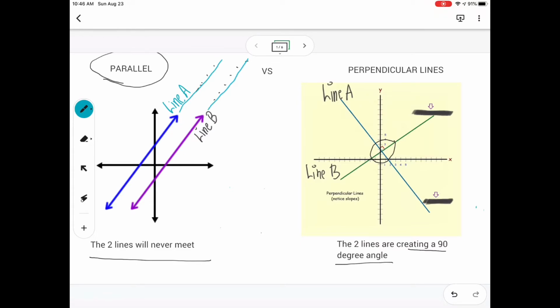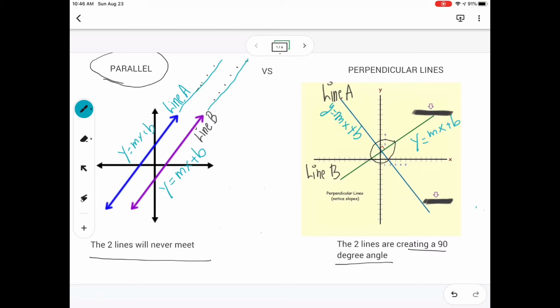Note that each line will have its own equation in the form of y equals mx plus b, right? Because they're straight lines. What about perpendicular lines? To be called perpendicular, when they meet, they need to create a 90-degree angle. Like line A and line B, blue and green over here, they are perpendicular because they meet at this coordinate, which happens to be the y-intercept, and they create a 90-degree angle. Again, line A will have its own equation, y equals mx plus b, while line B also will have its own equation, y equals mx plus b.